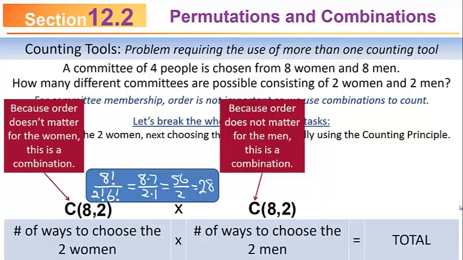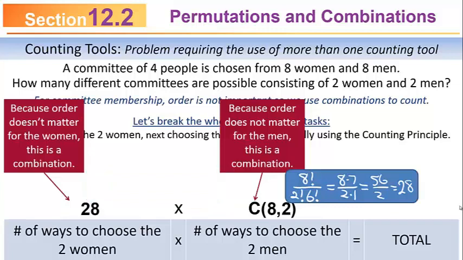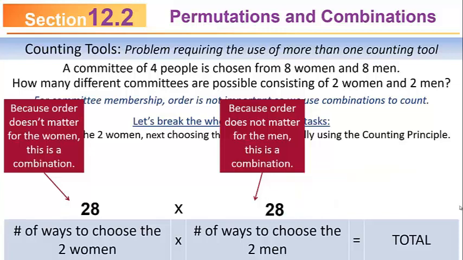And luckily here, the second one is the same thing. There's another combination of 8 things taken 2 at a time, so we don't have to work our way through that again. It'll be 28 as well. So the number of ways to choose a committee of 4 people consisting of 2 women and 2 men from a group of 8 women and 8 men is 28 times 28, which turns out to be 784.